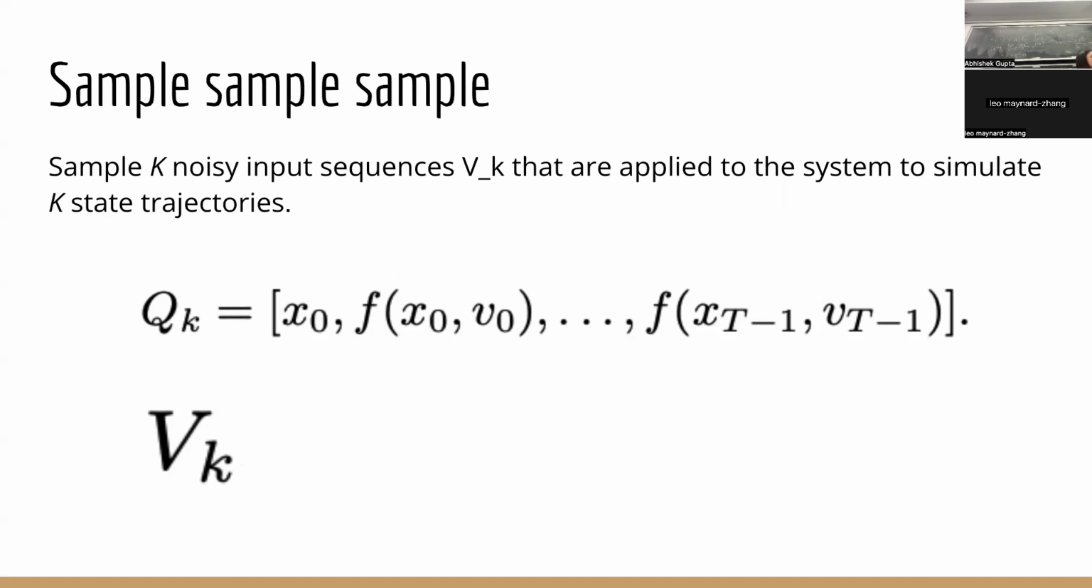So the next step is that we want to sample, right? Wait, before that, we sample K noisy input sequences v sub k that are applied to the system to simulate K state trajectories. And these state trajectories we denote q sub k, where k is inside 1 to K over a time horizon T. So we're just trying to say, given a state, we want to plan the next T time steps and see where that state trajectory q sub k goes.